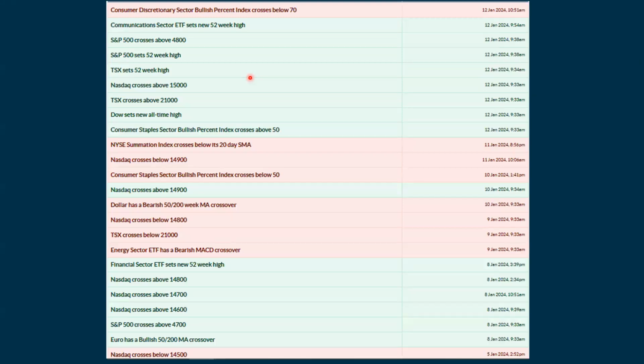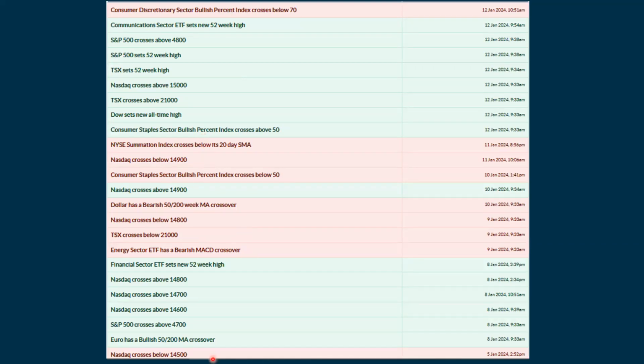Stockcharts.com has this service where it triggers what are called technical alerts. If it's positive, it tends to be blue or green. If it's negative, it tends to be red, where it looks at not only the S&P, but different sectors, different indexes, different markets. And when something happens, it's triggered.